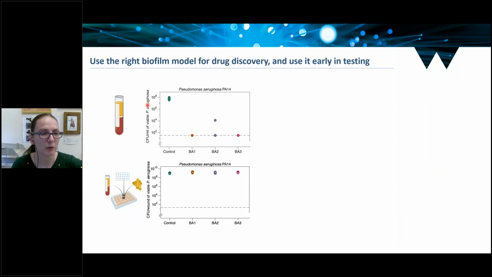Pseudomonas aeruginosa was one of the species which Blessing found she could kill with the natural product ancient biotic when it was growing planktonically, but she could not kill at all with the natural product ancient biotic when she let it form a mature biofilm in the wound model in the lab.